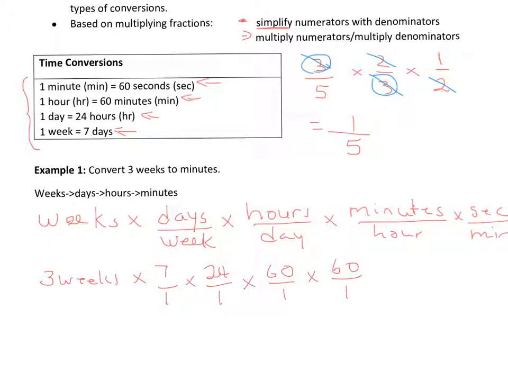So notice that my weeks canceled with weeks, days canceled with days, hours canceled with hours, minutes canceled with minutes, and I was just left with seconds. So this now, once I multiply all my numerators together, because my denominators all happen to be 1, and every once in a while you're going to have a question like that, that makes it super simple. We're just going to go 3 times 7 times 24 times 60 times 60, and I have to double check that I did that correctly with my own calculator a second.